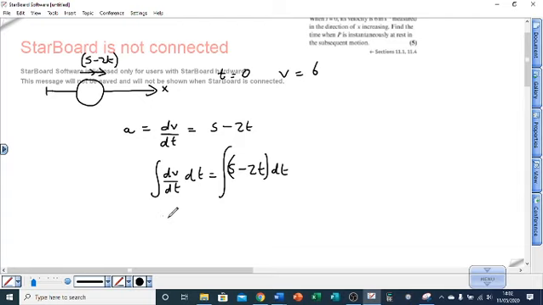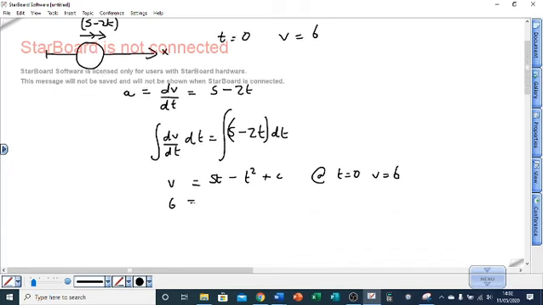So integrate this, you end up with v is equal to, integrate this, you end up with 5t minus 2t squared over 2 gives you t squared plus the constant of integration. Now to find this constant, we've got these boundary conditions just here. So at t equals 0, v equals 6, then we've got 6 is equal to, well, that's gone, and c. So therefore our velocity equation with respect to time is going to be 5t minus t squared plus 6.